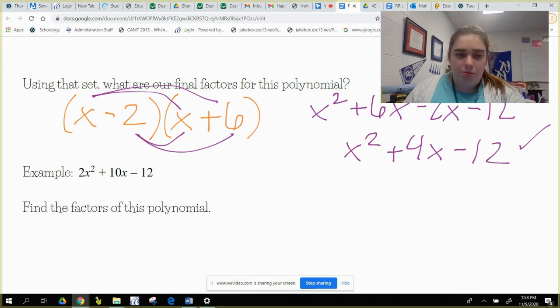So here's a second example that is going to match this. Remember, our first step is to see if there's a greatest common factor, okay? And then follow the same steps for this example. See if you can do it on your own, and then we will come back and check it.